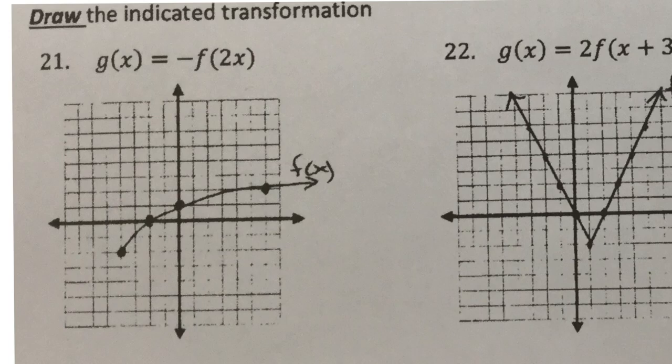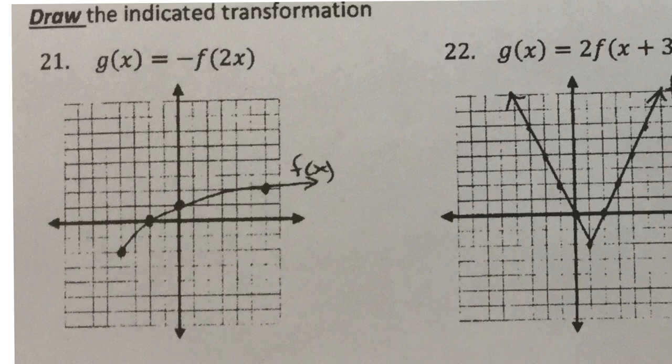All right, this is a short little video on drawing the indicated transformation and describing it from worksheet number 32. Number 21 says g of x equals negative f of 2x. So we're first going to describe the transformation.